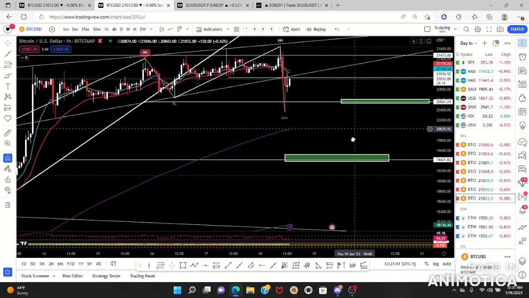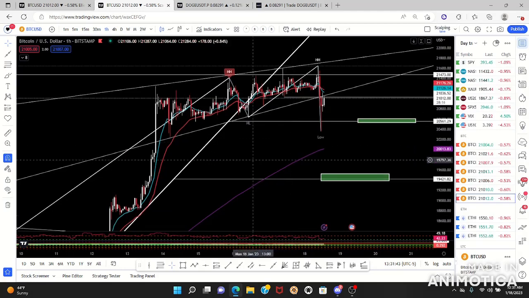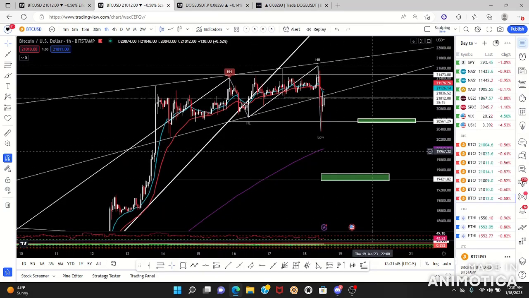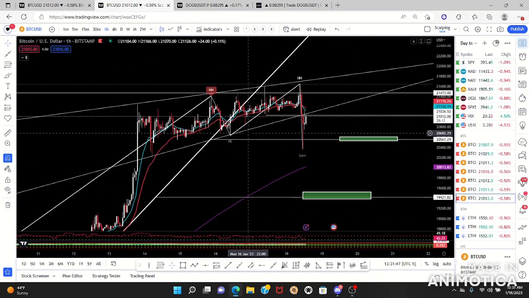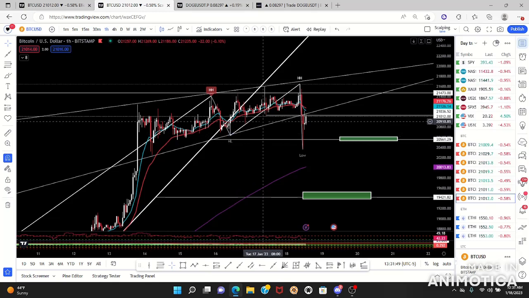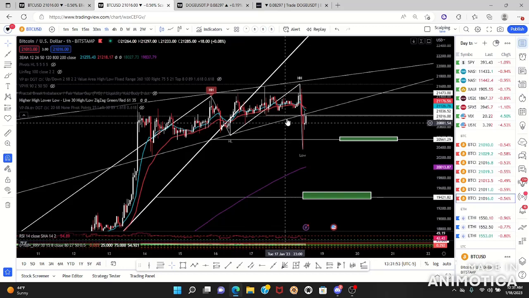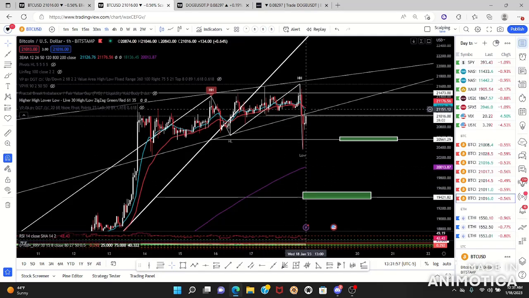And like I mentioned yesterday, for me to consider a short, not only did this major 4-hour trend line have to break, but my higher lows had to break, and my 12 and my 26 EMA had to cross. So the 12 and the 26 have officially crossed. The higher lows have officially broken.